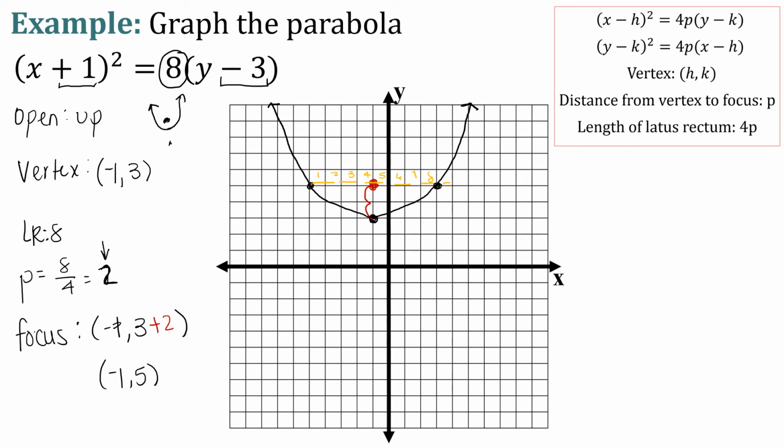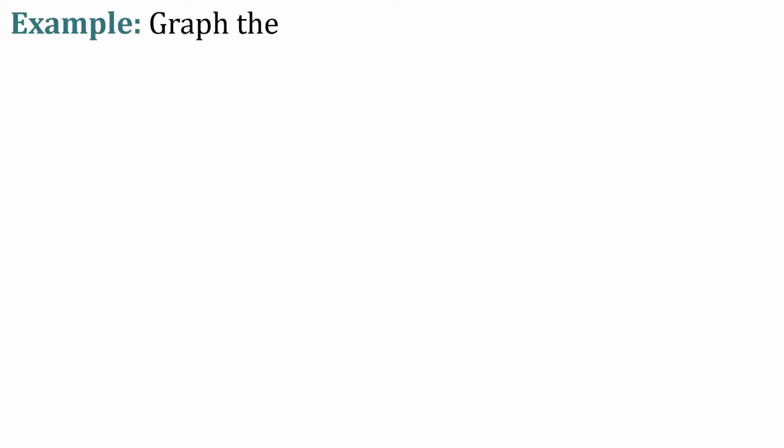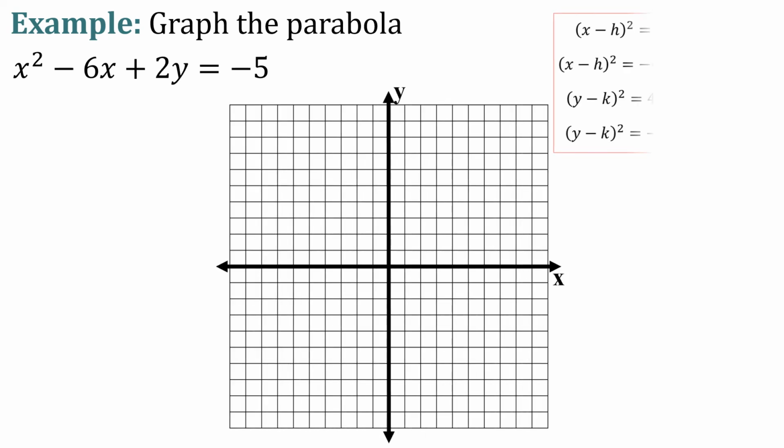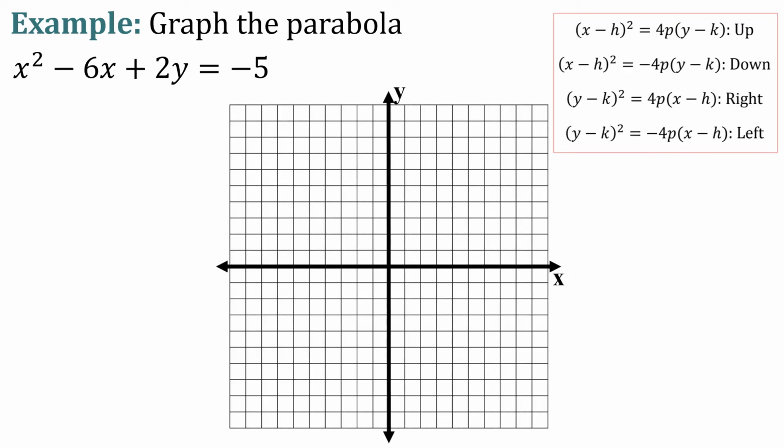Let's do another one. So here we have the function x squared minus 6x plus 2y equals -5. So what we notice here is that this function is not in standard form. So before we can even graph it, we have to get it in standard form. To do that, we must complete the square. Once again, if you do not recall completing the square, you need to go watch the video about completing the square.